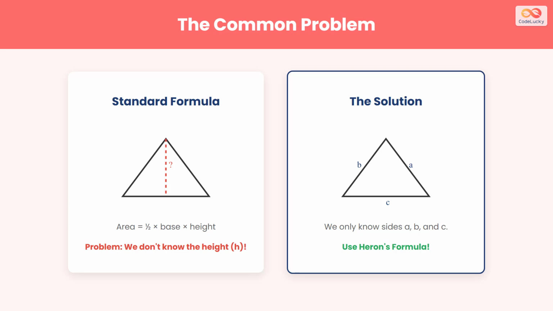So, why do we need a special formula? Well, the standard way to find the area of a triangle is 1/2 times base times height. But often in real-world problems or geometry questions, you are given the sides, but you are not given the vertical height. Without the height, the standard formula does not work. This is exactly where Heron's formula saves the day.